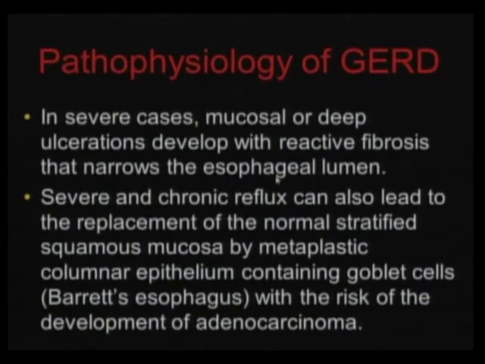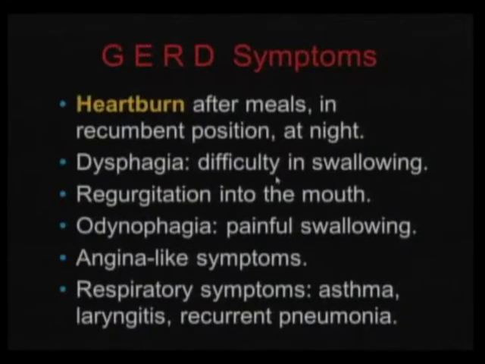With chronic gastroesophageal reflux, there can be fibrosis and strictures of the esophageal lumen. But there can also be a replacement of the normal stratified squamous mucosa by metaplastic columnar epithelium. This is what we call Barrett esophagus, and the problem is that there is a high risk of developing adenocarcinoma. That is the reason this patient has to be followed up closely.